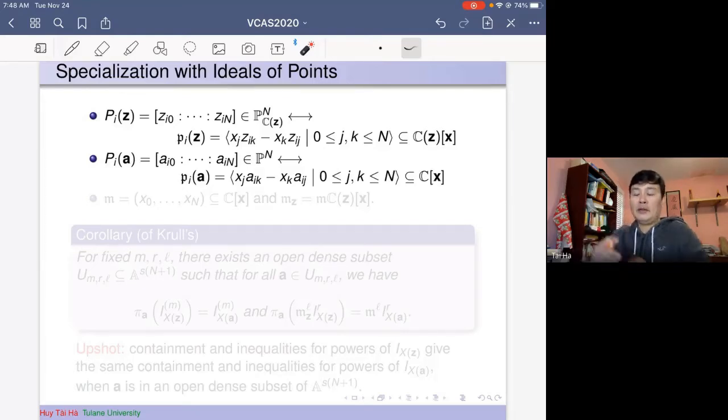However, specialization only works with respect to an open subset. So what we get from this, here I'm going to let M and M_Z be the maximal ideals.